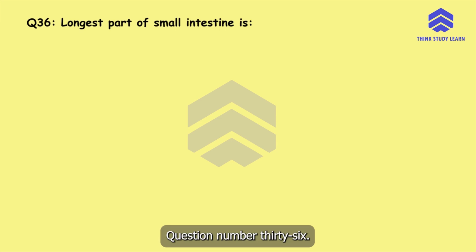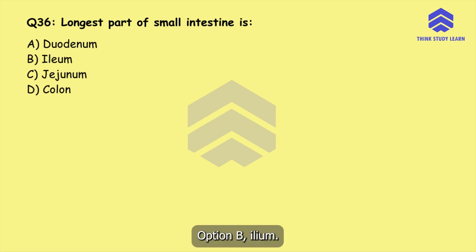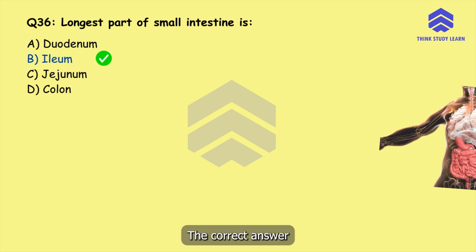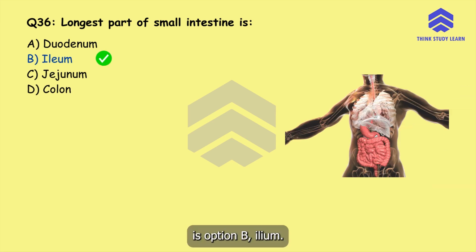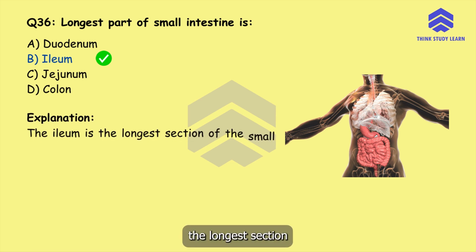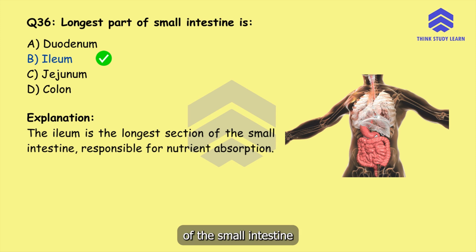Question number 36. Longest part of small intestine is option A, duodenum, option B, ileum, option C, jejunum, or option D, colon. The correct answer is option B, ileum. The ileum is the longest section of the small intestine responsible for nutrient absorption.